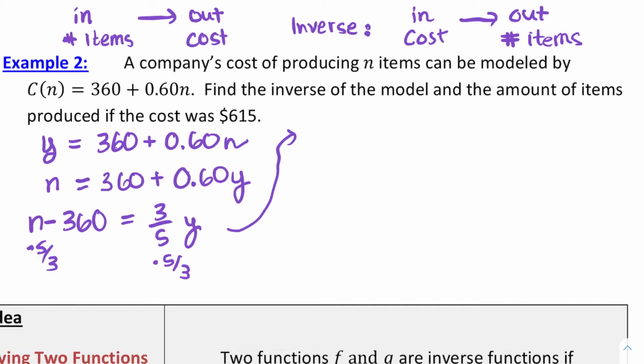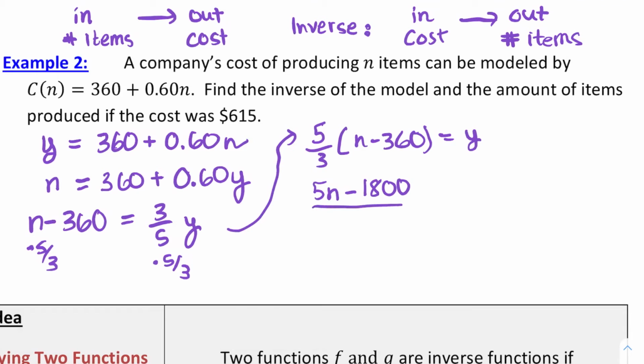And if I go ahead and rewrite it with my 5/3 being multiplied, I'm going to put some parentheses around it to remind myself I need to do it to the whole expression. I'm going to multiply and end up with 5n minus 1800 all over 3 equals y.